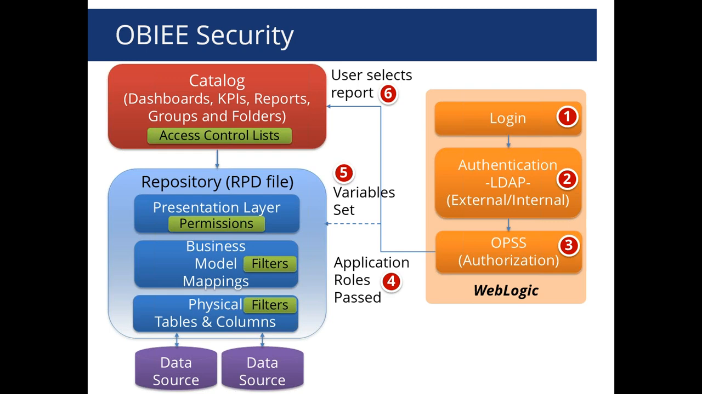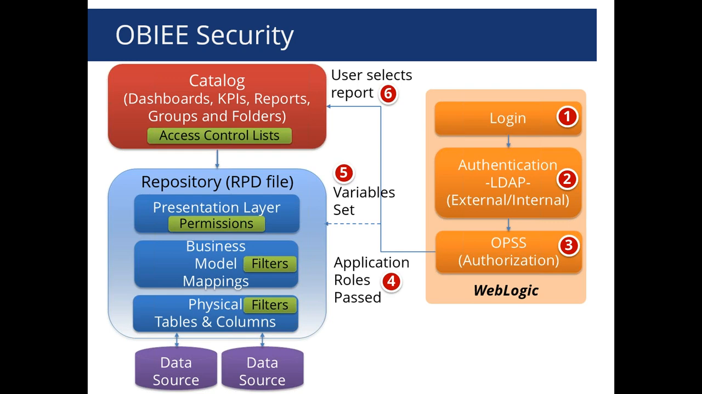In green, what you see there are the core mechanics of the security that OBIEE defines. You have the access control lists, the ACLs, within the catalog that determine who can see what and run what report or KPI, who can navigate to what folder. Beyond that, there is the security defined within the RPD file, the security features and functionalities defined within that Windows-based admin tool. We're primarily talking about permissions and filters.